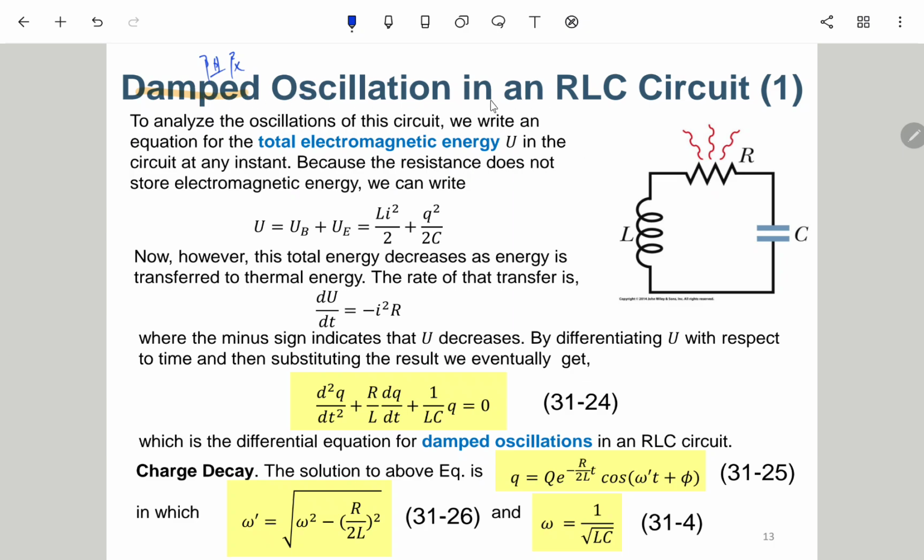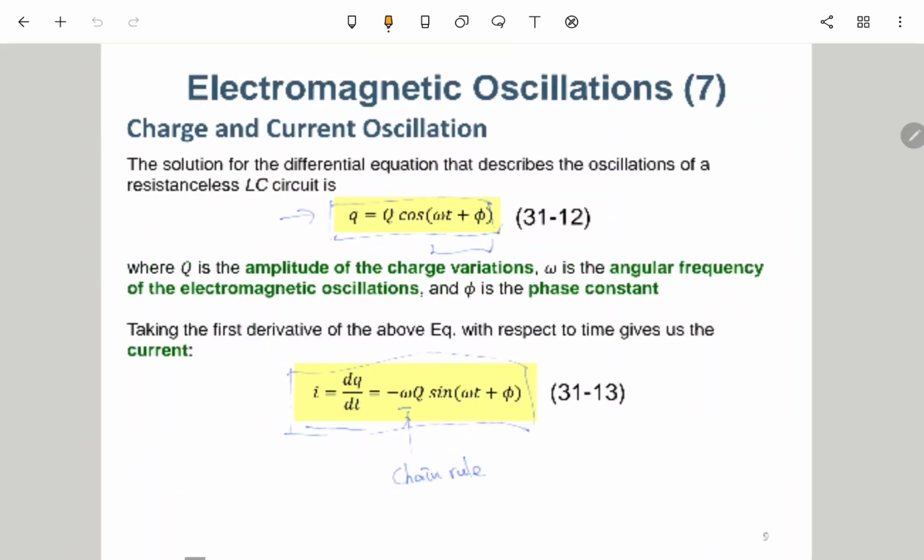For this damped oscillation in the RLC circuit, the only difference is that we include this resistor here, so it becomes an RLC circuit. But when we consider the total energy, we don't store energy in the resistor. The resistor only consumes energy. L and C store energy, and ideal LC elements do not consume energy. But if you actually buy a capacitor or inductor, it will have some internal resistance that consumes energy.